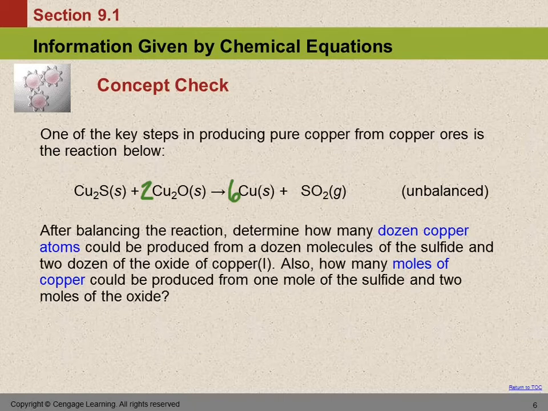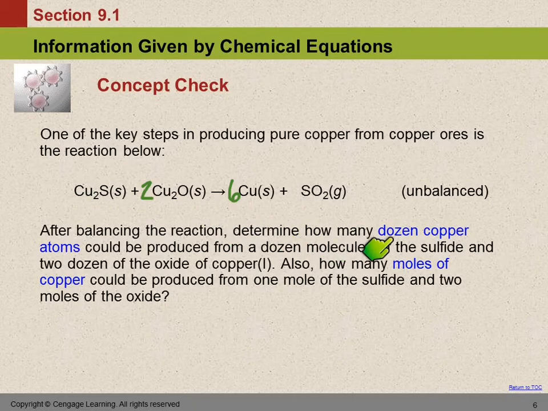Now let's look at the question. Determine how many dozen copper atoms could be produced from a dozen molecules of the sulfide and 2 dozen of the oxide of copper 1. So this equation is telling us that 1 molecule of copper 1 sulfide reacts with 2 molecules of copper 1 oxide to form 6 atoms of copper and 1 molecule of SO2. That's what those coefficients mean.